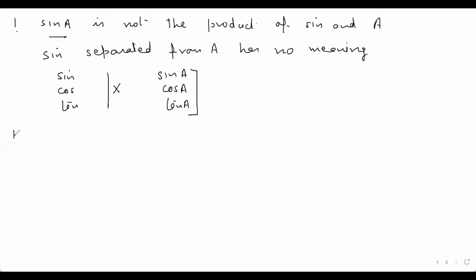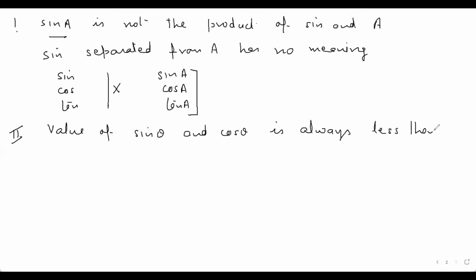The second point is that the value of sin theta and cos theta is always less than 1, or it can be 1 also. Now I'll explain why.